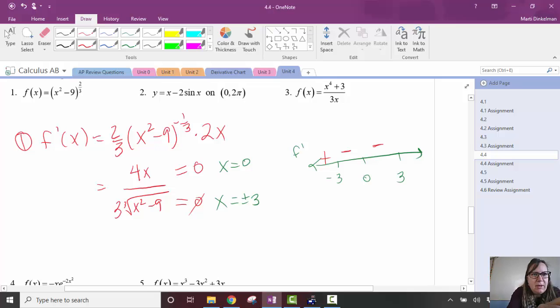I feel like I did. I'm going to go back and look because I feel like I maybe made a mistake, but I'm going to keep talking and we'll go back. And then let's pick a +4. So that's going to be a positive over a positive, which would be a positive.